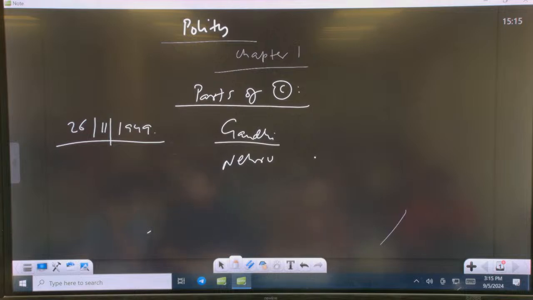And there were so many people. Subhash Chandra Bose, very good. Bhagat Singh, yes, very good. Anyone else?